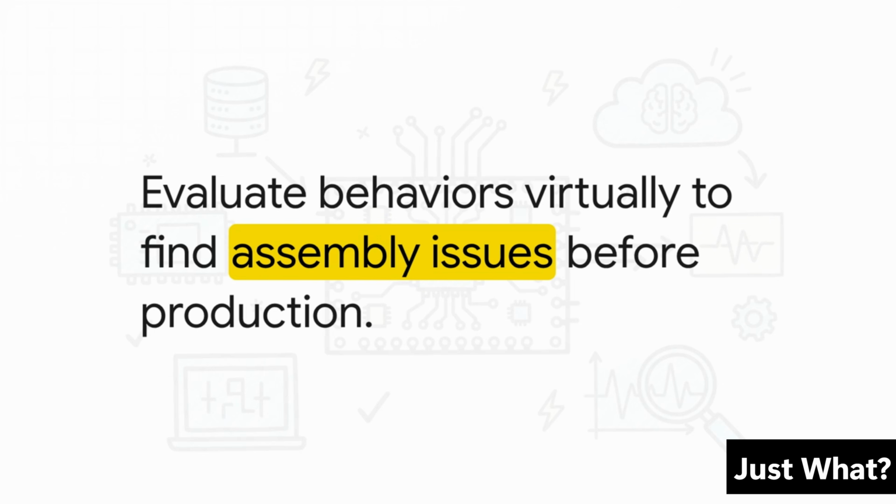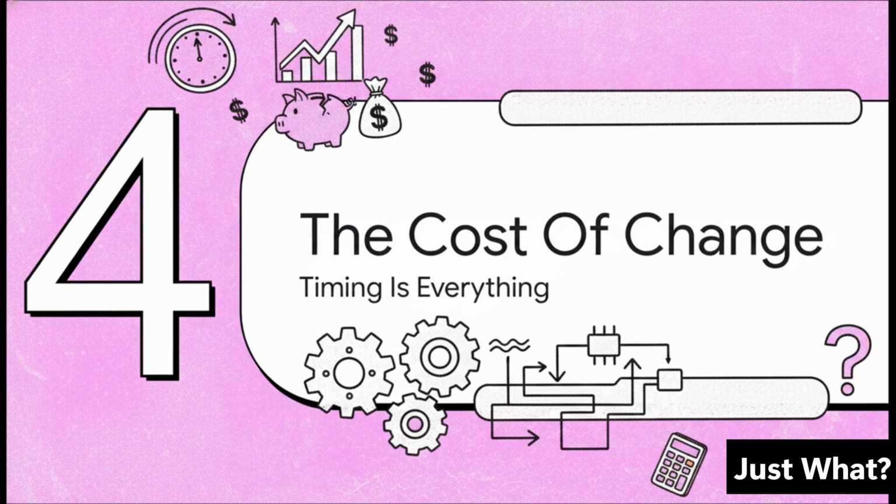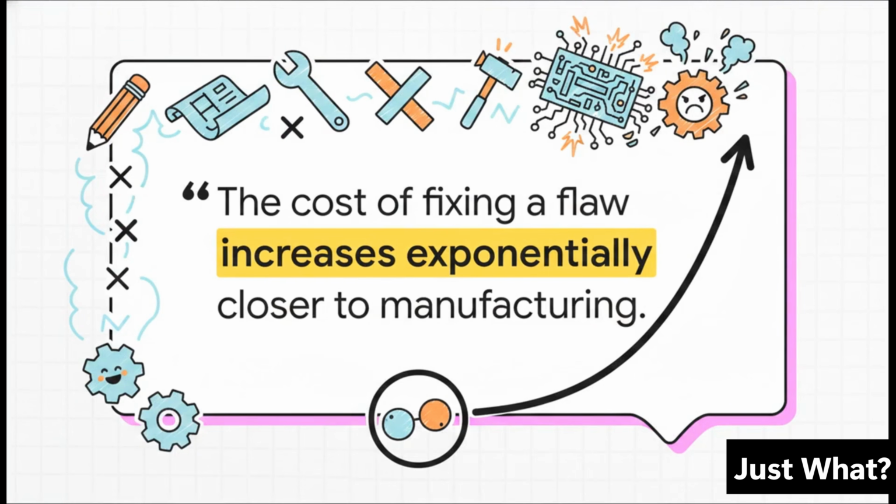By evaluating all these behaviors simultaneously from the very beginning of the design phase, you are preventing absolute disaster down the road. Let's pivot to section 4, the cost of change. Because in this game, timing really is everything. The cost of fixing a design flaw increases exponentially the closer the product gets to manufacturing. It's the golden rule, and it is a brutal reality in electronics.